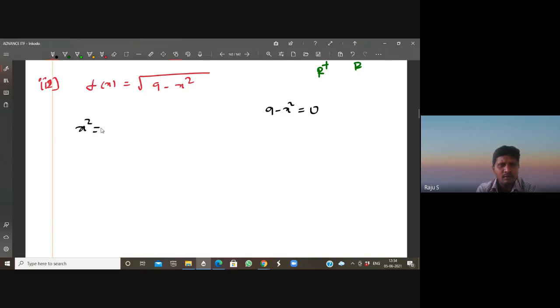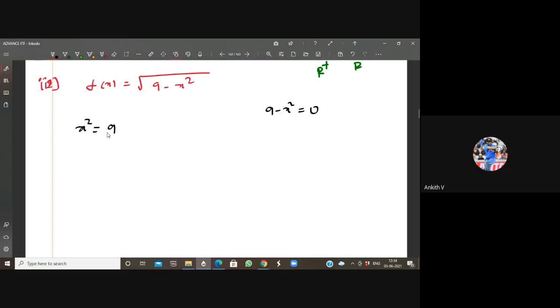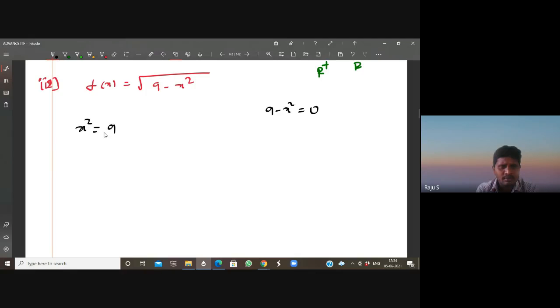X square is equal to 9, so x is equal to plus or minus 3. When I substitute x equal to plus 3 or minus 3 in y equals root of 9 minus x square, y becomes 0. 0 is also a real number, clearly.